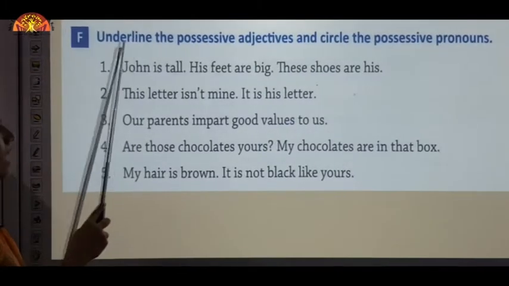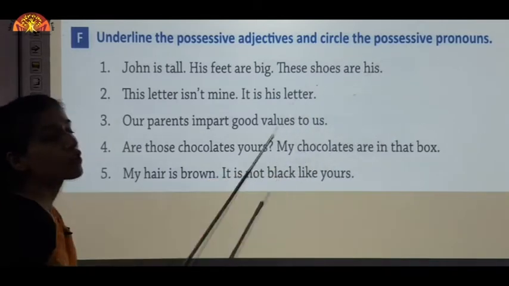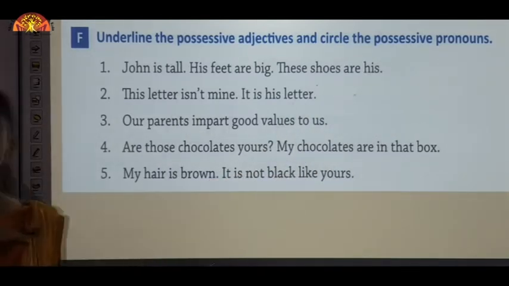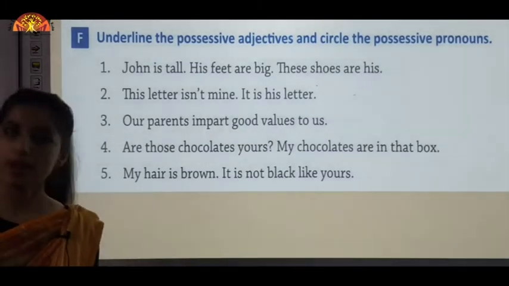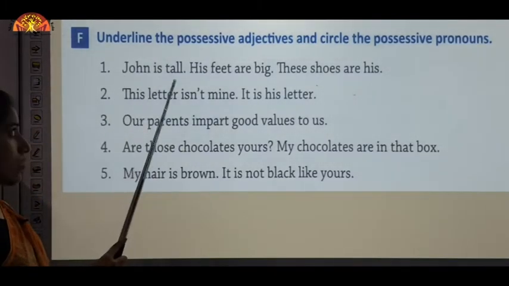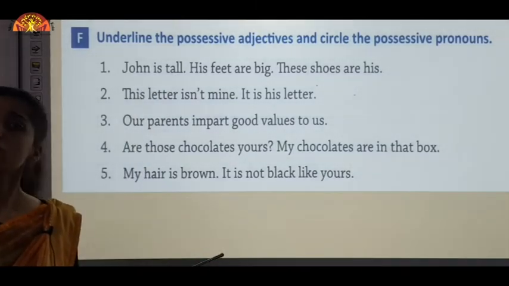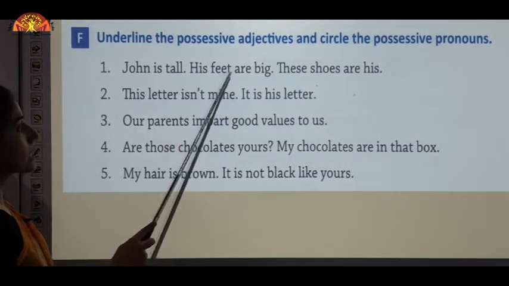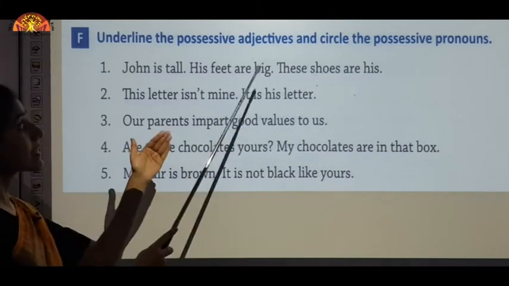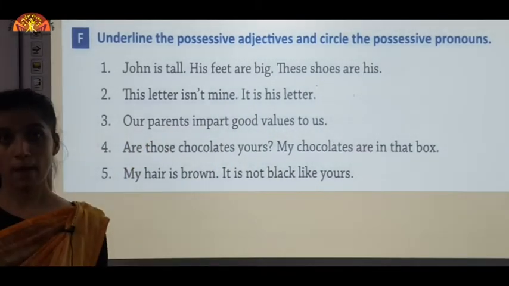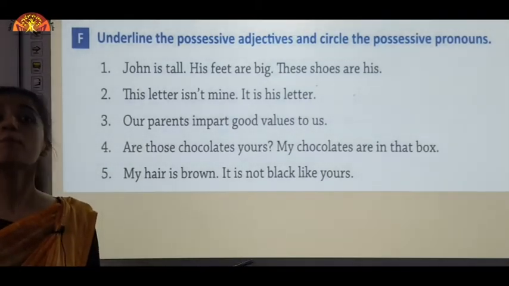So now question F: underline the possessive adjectives and circle the possessive pronouns. What you have to do is underline the adjectives and circle the possessive pronouns. So now, John is tall. As you can see, with this sentence we understood that we are talking about a boy named John. So now his feet are big and these shoes are his. In both these sentences we are getting his. But in one sentence it is an adjective and in one sentence it is a pronoun.